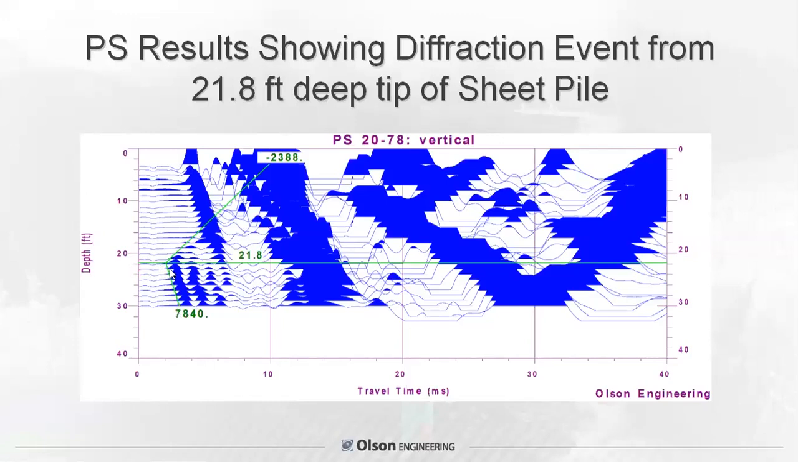And so you have the soil material, the bedrock, as it were, 7,800 feet per second, pretty competent material below the fill material. And the sheet piles ending at about 21.8 feet. And the sheet piles tip out at the hard bedrock, which is what was desired.